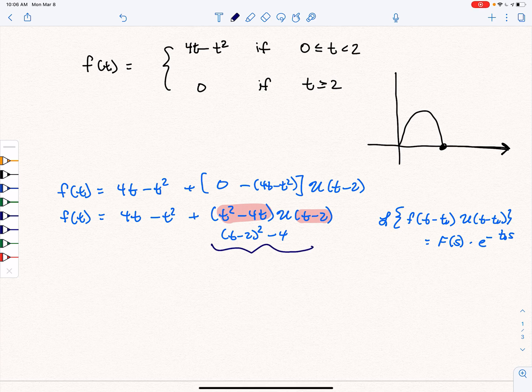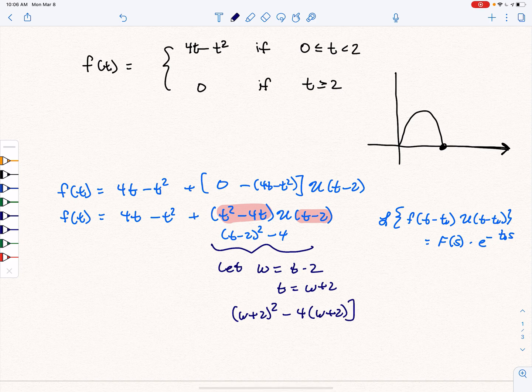So looking at this whole thing, I'm going to let w equal t minus 2. And that means that t is equal to w plus 2. So I'm going to rewrite everything in terms of w so I can more easily identify the function. So that means we have w plus 2 squared minus 4 times w plus 2. That's just replacing t with w plus 2, all times unit step of w. So now if I get the function on the left just in terms of w, we can easily Laplace transform it.